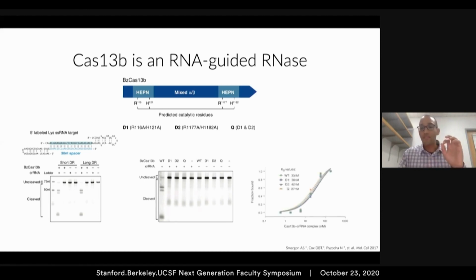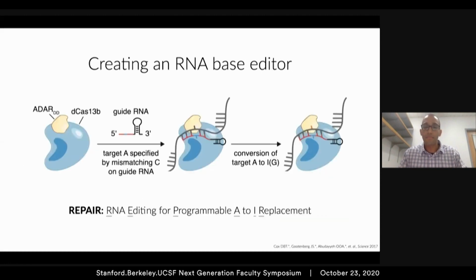But importantly, if you do a gel shift assay with those same point mutants in the HEPN domains, it does not affect the binding strength to an RNA target. So for our purposes, this means that Cas13b has the potential to serve as a programmable RNA binding protein that you could use to ultimately recruit ADAR to transcripts.